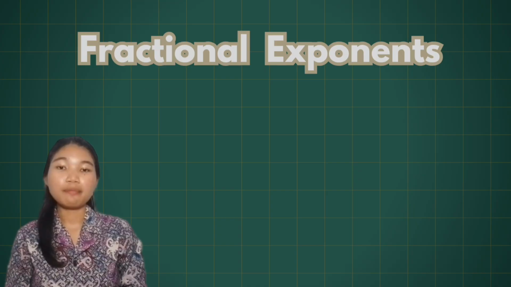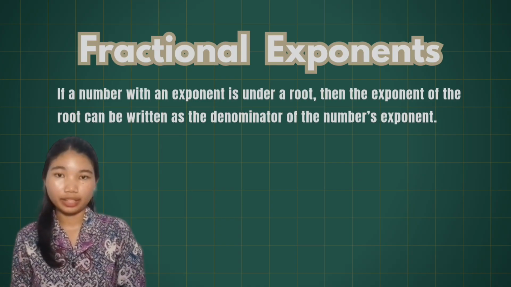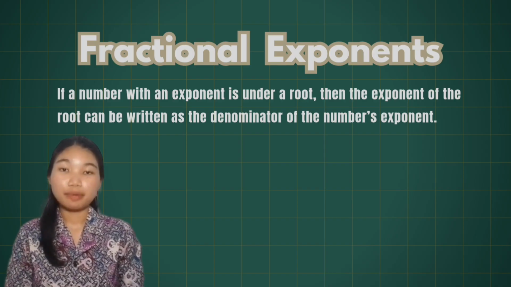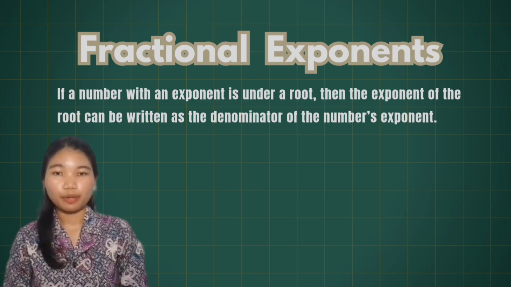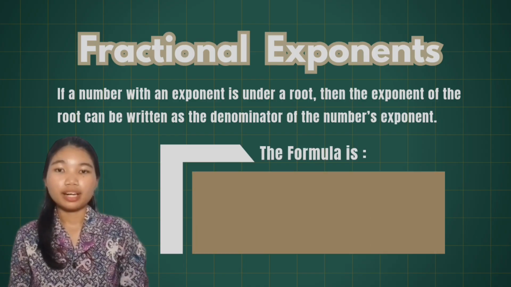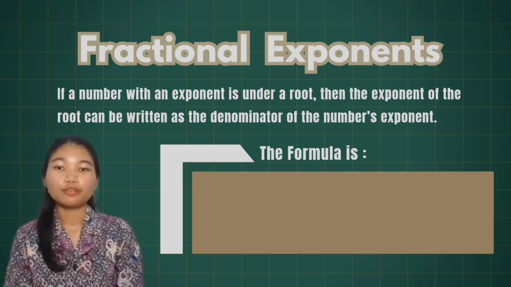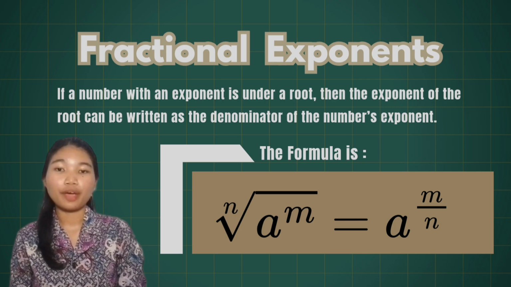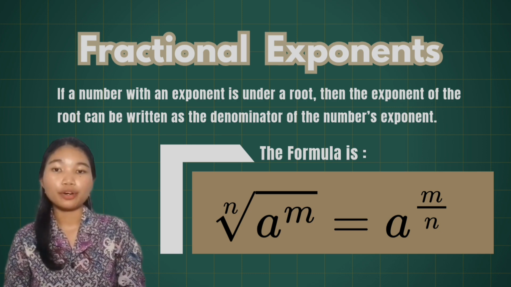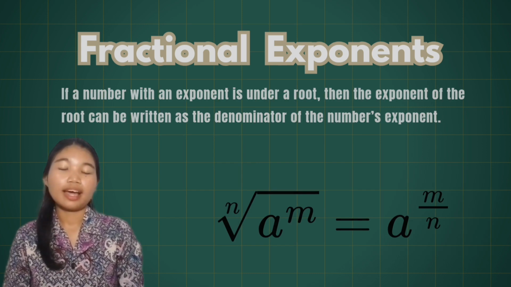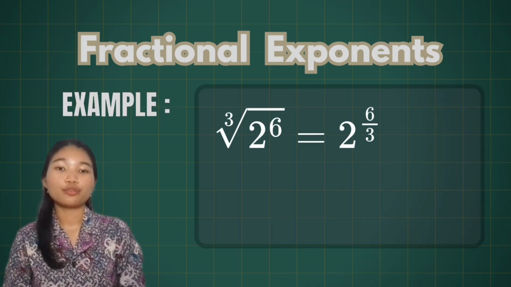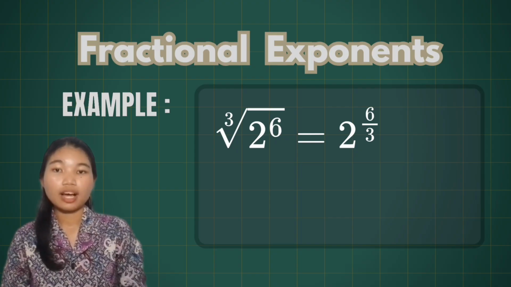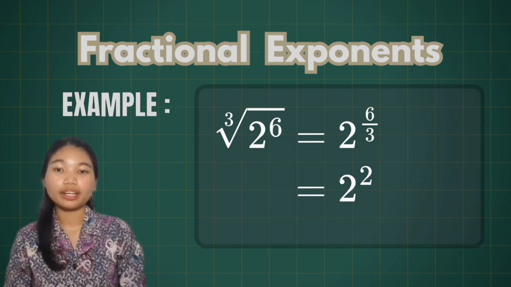Fractional exponent. If a number with an exponent is under a root, then the index of the root can be written as the denominator of the number's exponent. Formula: the nth root of a to the power of m equals a to the power of m over n. Example: the cube root of 2 to the power of 6 equals 2 to the power of 6 over 3 equals 2 squared equals 4.